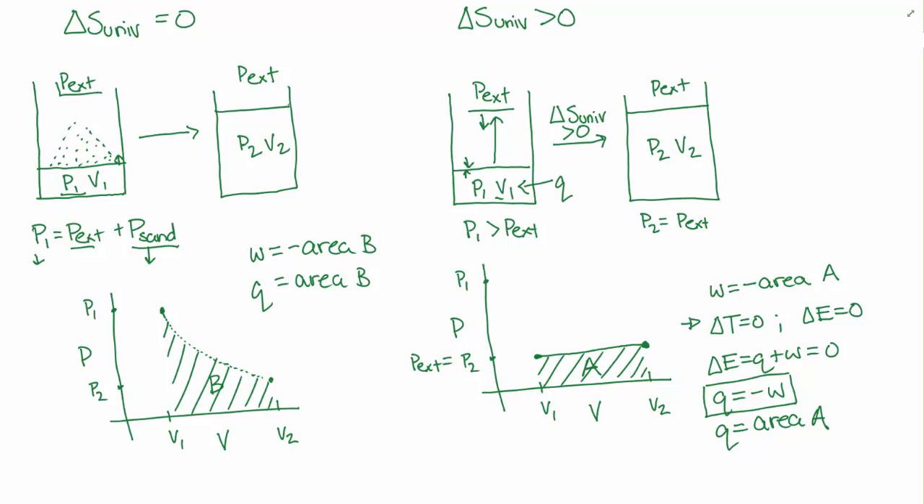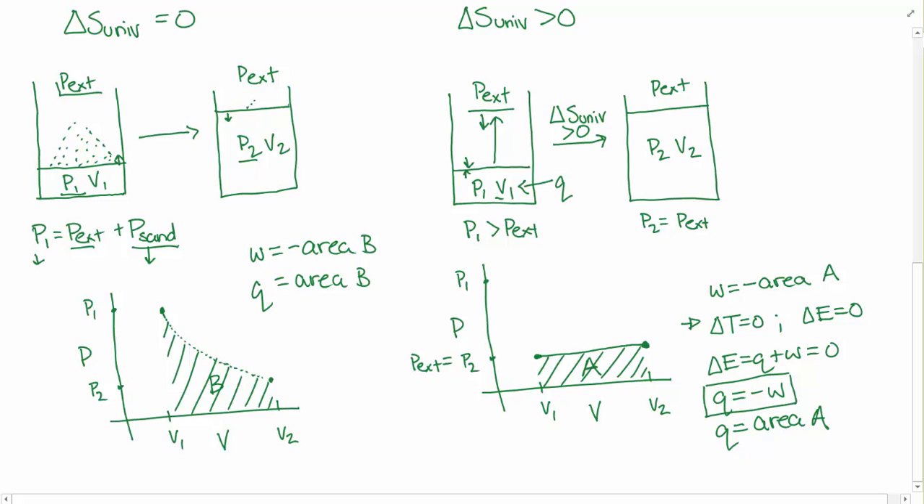Now let's consider the compression. For the reversible case, we would just start adding 1 grain of sand at a time. This would slowly increase the pressure outside, which is P external, plus the pressure due to the sand, and the piston would slowly go down and the pressure inside the system would increase.